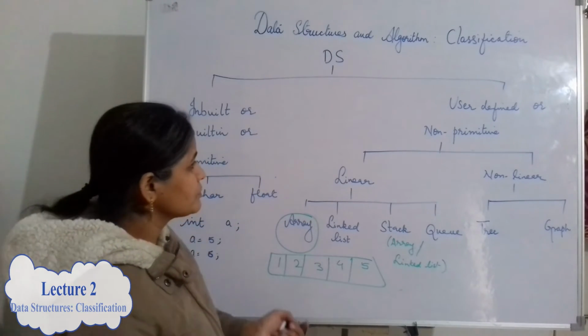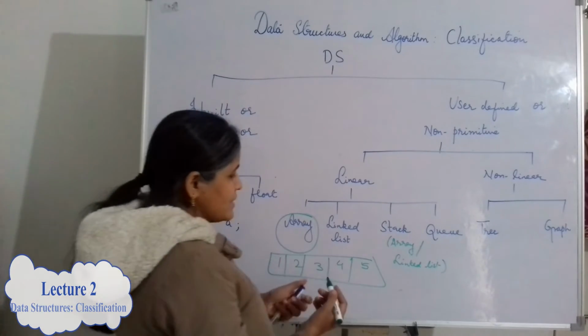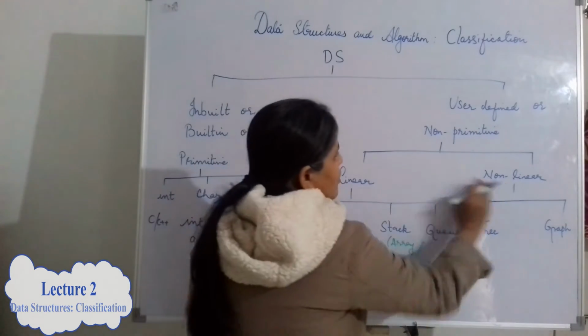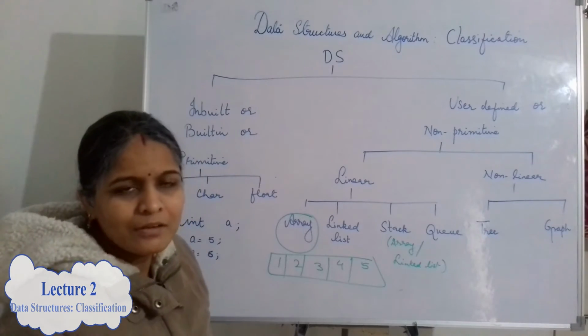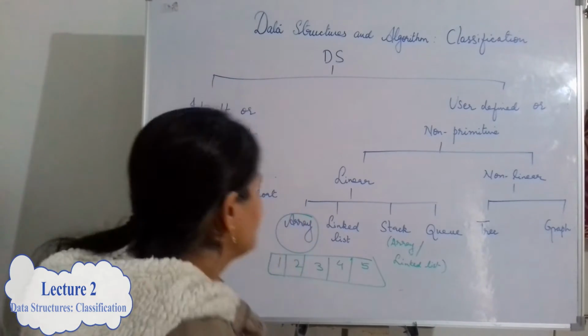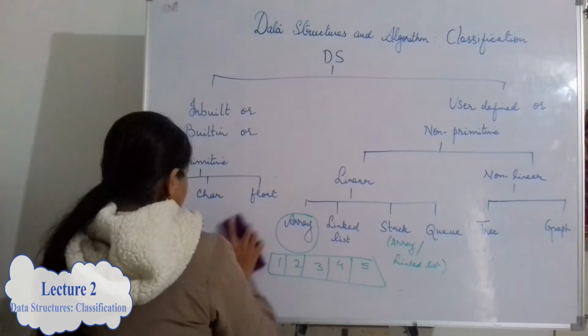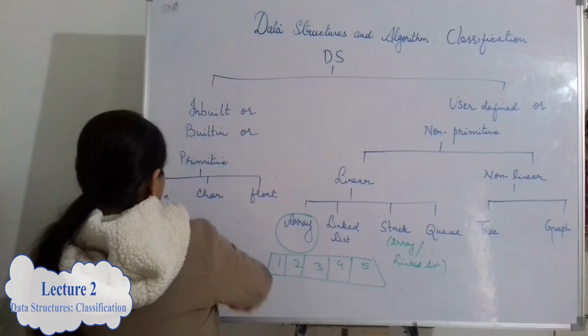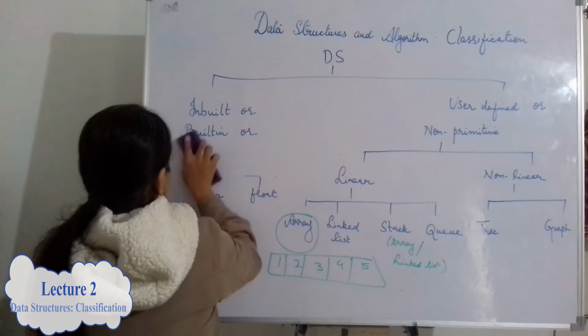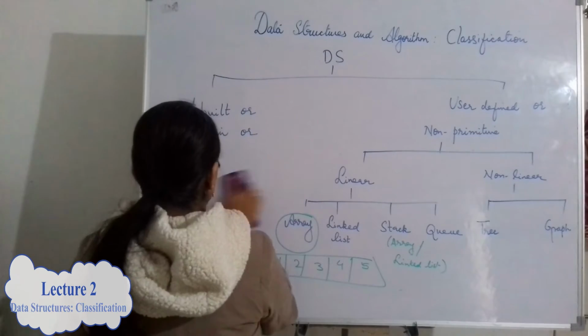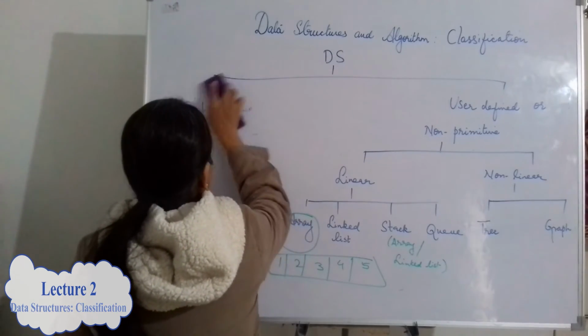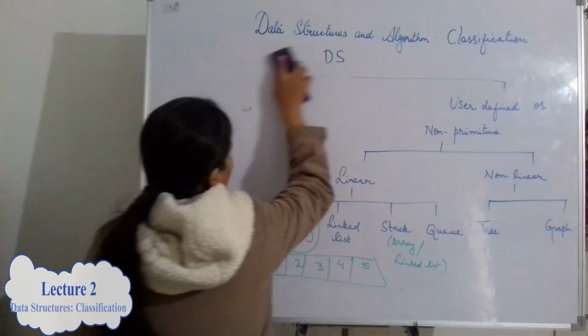Okay. So next, I would like to explain linear and non-linear data structures. For this, you might have a little bit of an idea of random access memory. I'm explaining here, okay?